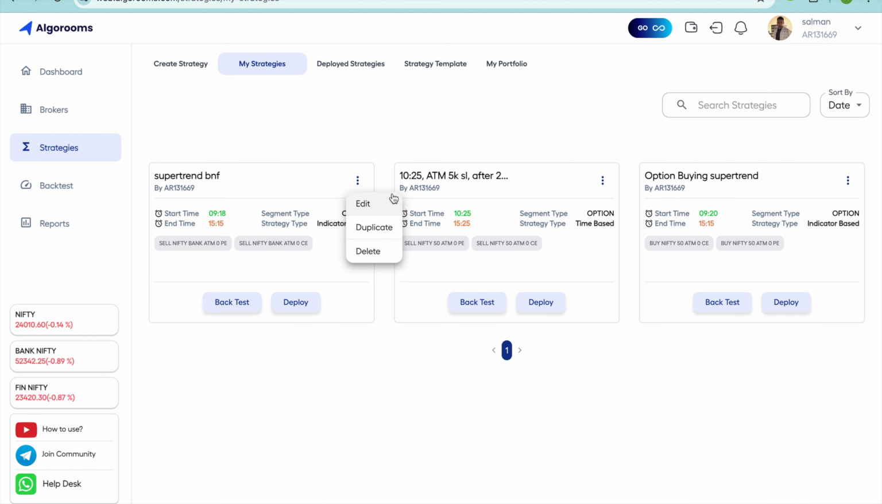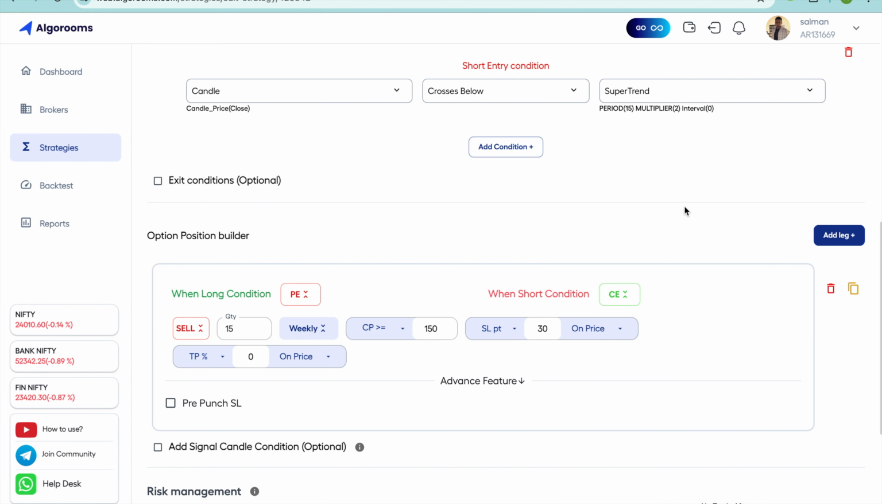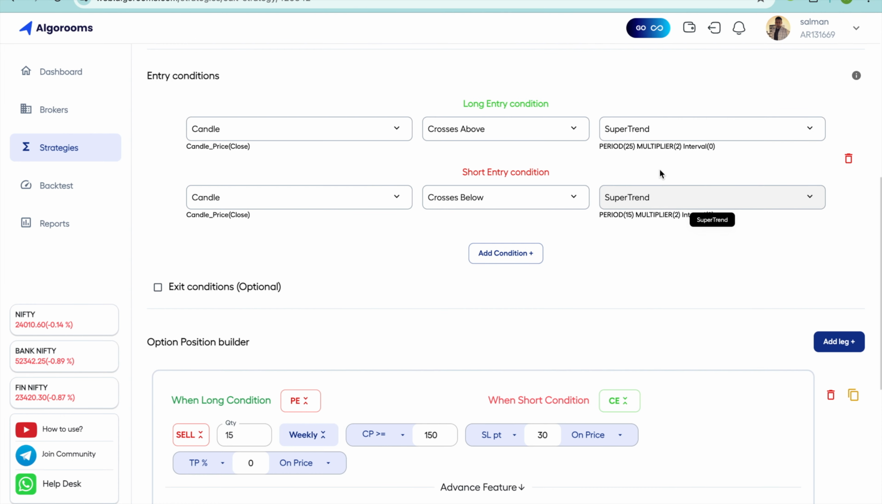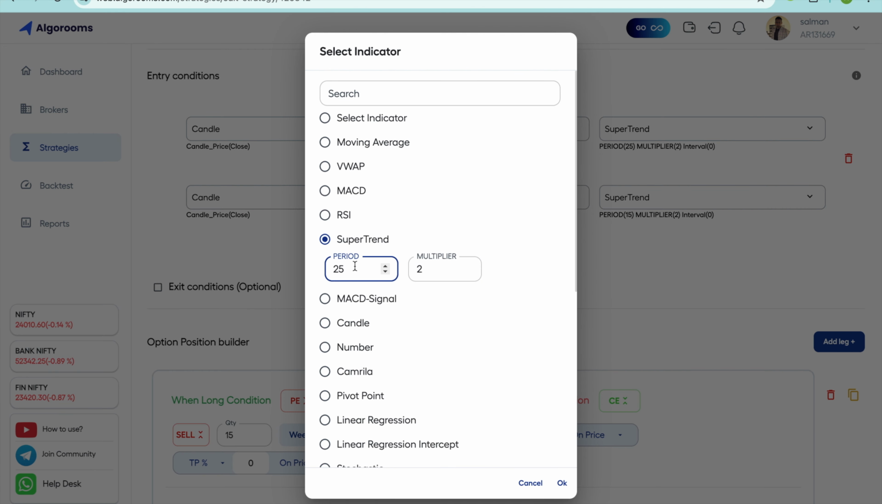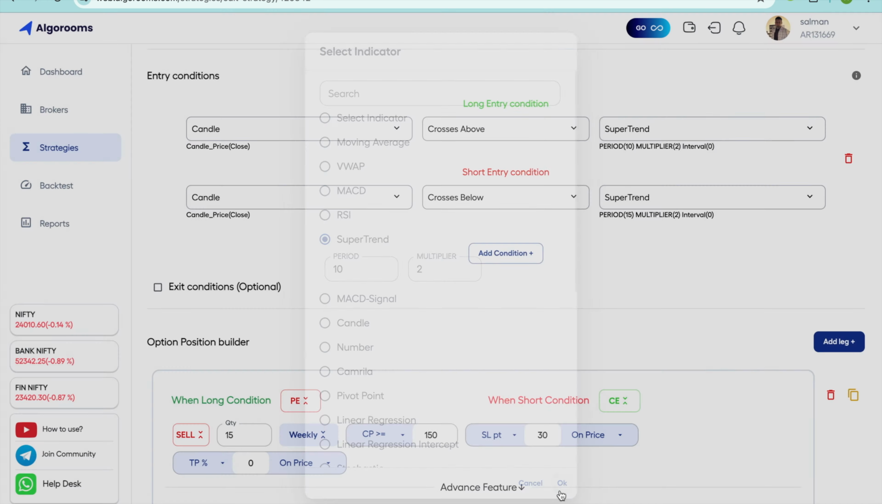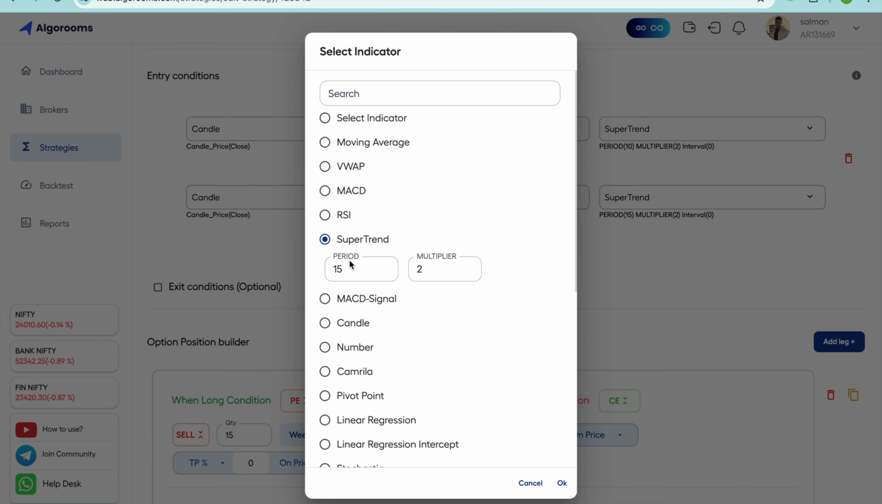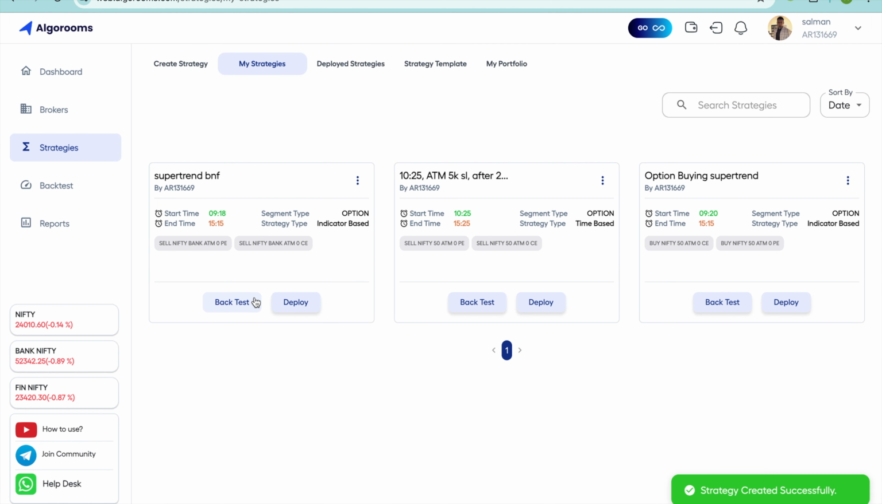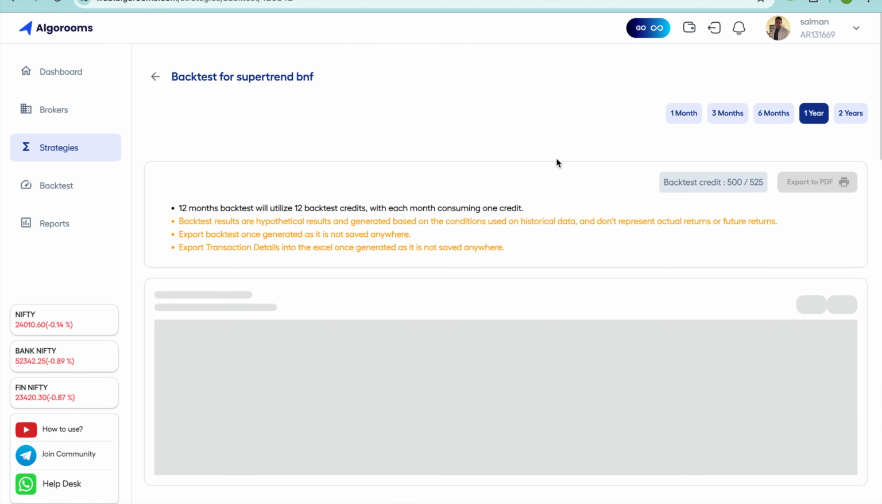So let's go and edit this, and let's see the period, a strong trend. For a stronger trend, what if we take a period of 25 candles? Let's take a period first. Let's try with a period of 10 candles. Let's see how this goes, with a period of 10 candles. Okay, now let's save and check. We go for backtest and we go for 1 year.